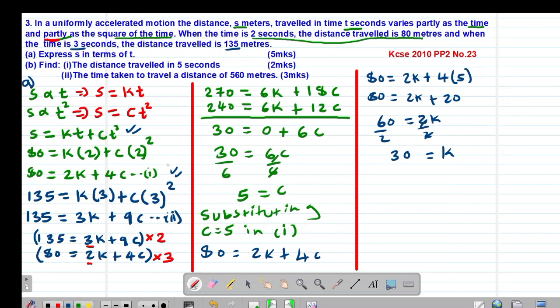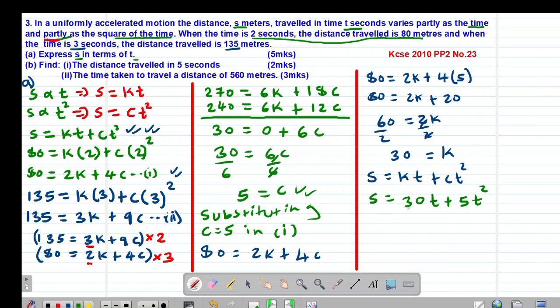So it means that the equation connecting these two variables, that is s and t, will be given by the following. The original equation was s is equal to kt, then of course plus ct squared. So if I substitute, the equation connecting s and t will be s is equal to the value of k, which I've gotten as 30. So this will be 30t, then of course plus the value of c, which I had gotten as positive 5, so 5t squared. So we have expressed s in terms of t.